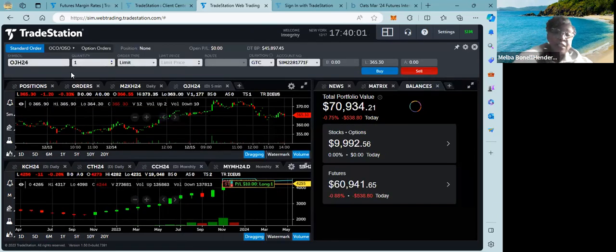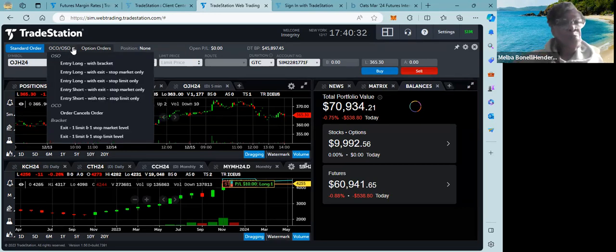And so once you highlight and click the green trade button, a majority of the times, OJ or whatever commodity you've chosen will be in the symbol section. I've done it several times and it comes up blank, and I have to actually type it in again, the same way you typed it in on the chart below. The next thing we're going to do is click the button that says OCO/OSO. And then you're going to click entry long with bracket.